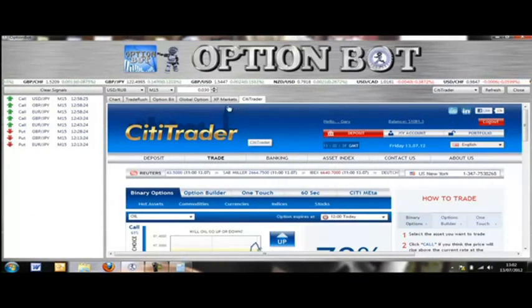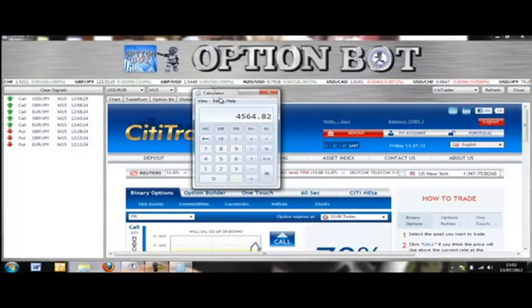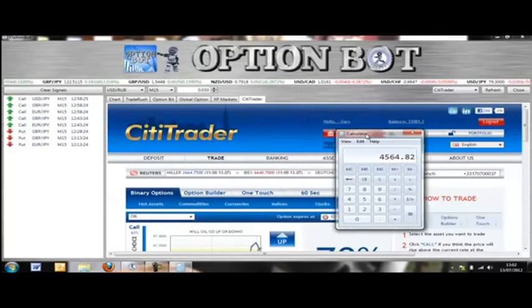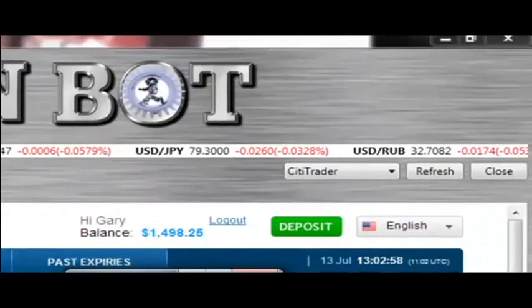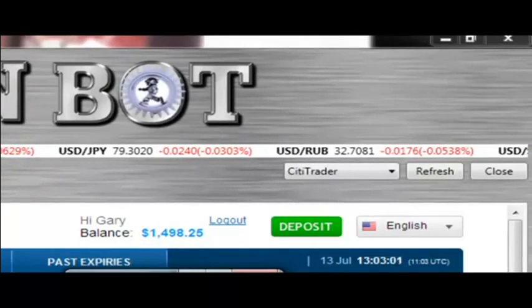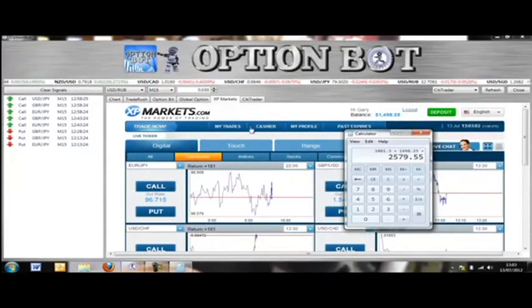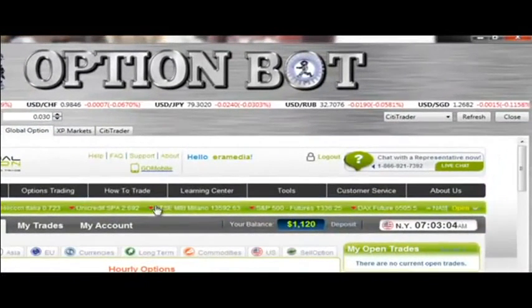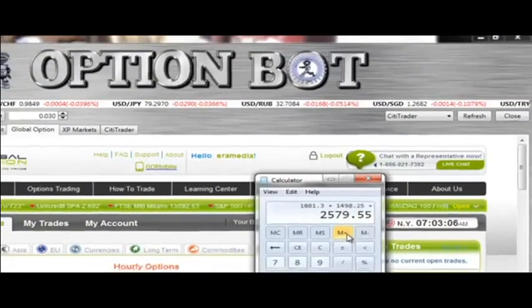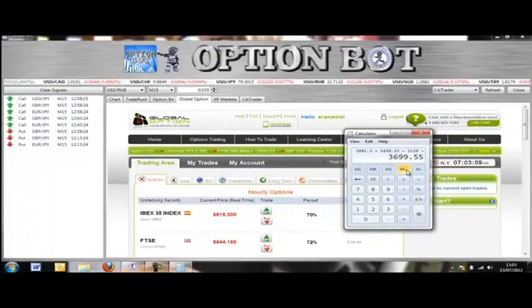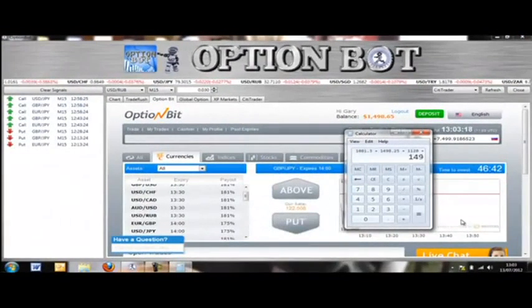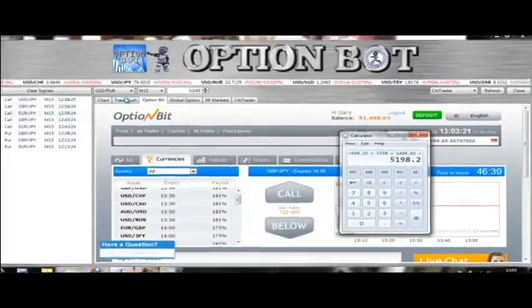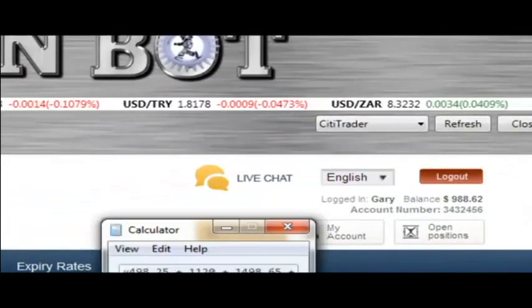So I'll bring up the desktop calculator. We started off with a cumulative balance of $4,564.82, as you can see here. So it's $1,081.30 with CityTrader, $1,498.25 with XP Markets, $1,120 with Global Option, $1,498.65 with OptionBit, and finally $988.62 with TradeRush.